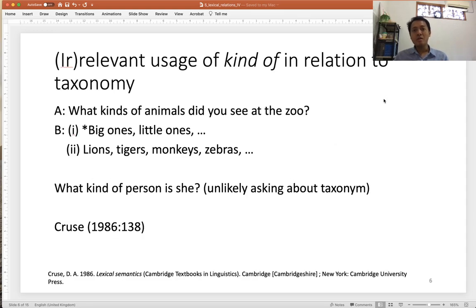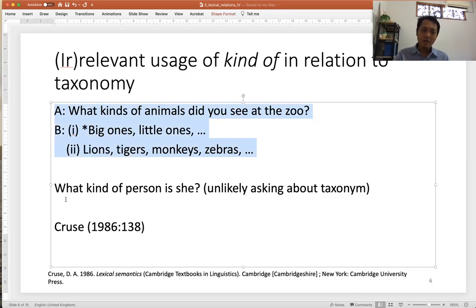Now I want to go back a bit more to the way kind of is used in relation to taxonomy. Yeah, there are relevant and irrelevant uses of kind of in relation to taxonomy. And these two examples, an excerpt of conversation, as well as this question, are taken from Cruse 1986, Lexical Semantics. So this is a classic book for lexical semantics. If you are interested in it, you need to read this book. So imagine you are asked this sentence. Yeah, you are asked this question.